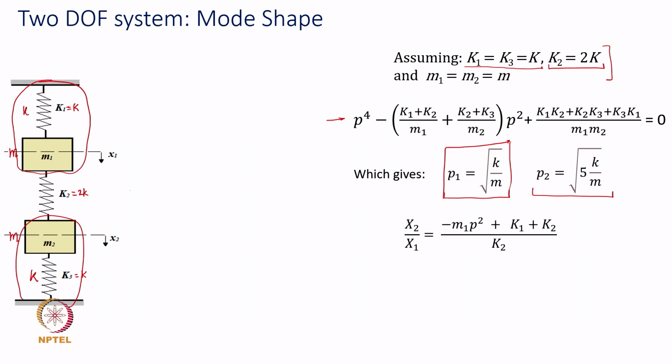We will figure that out very shortly, but in addition to the natural frequency, we have the expression of x2 over x1 which we derived in the earlier slide, and that is given in terms of k1, k2 and m1.